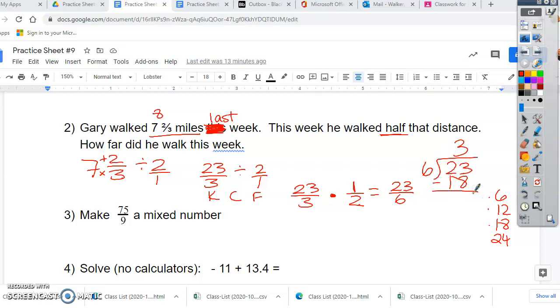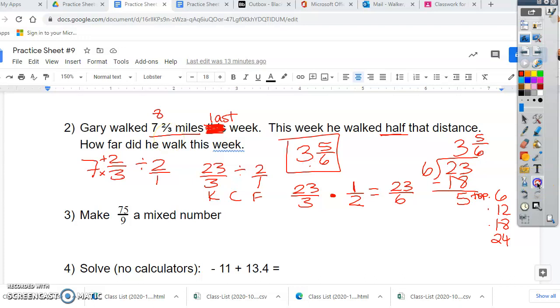Now subtract. What do you get? And remember that goes on top over 6. Okay? So 3 and 5/6. So this is a reasonable answer, okay?